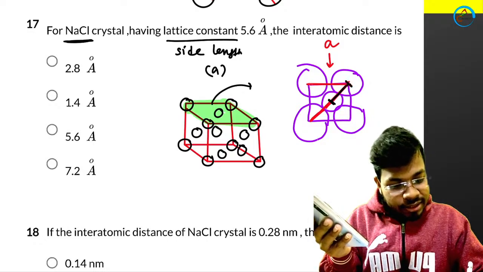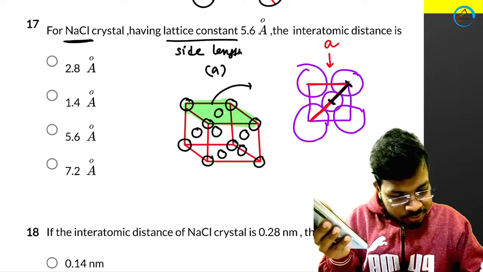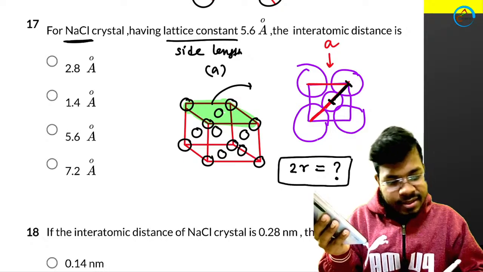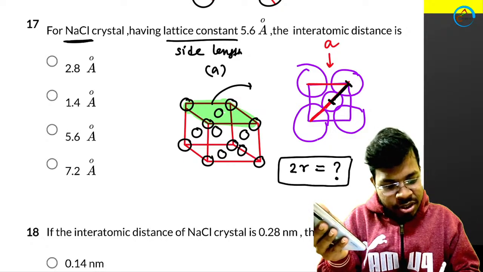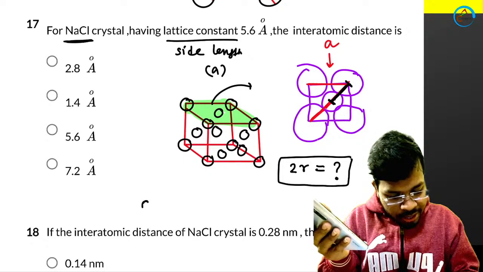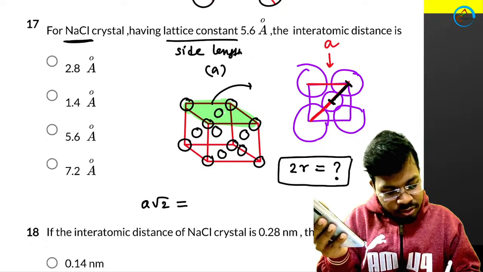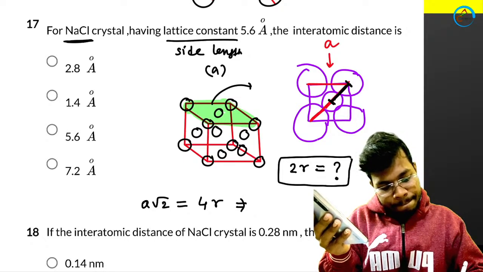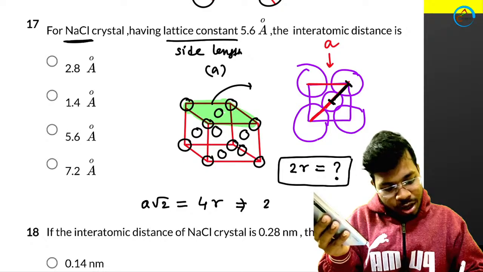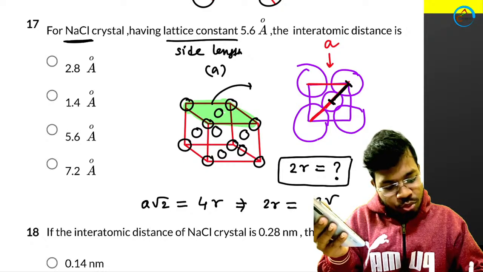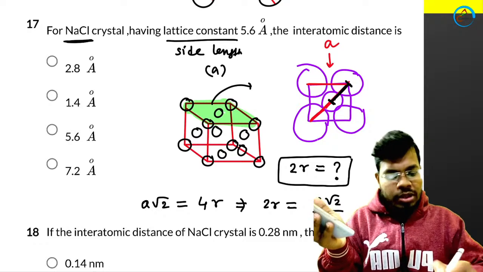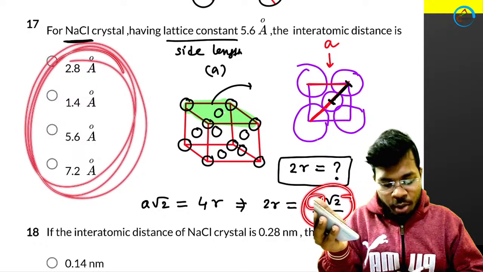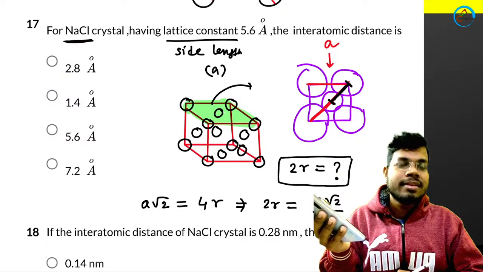Actually, you have to calculate this 2R. 2R equals what? This is called the interatomic distance. The relation is A root 2 equals 4R. So from here I have to calculate the 2R value. 2R will be A root 2 divided by 2. That is the expression. Put the value of A and you will get your answer. I think I gave you a wrong option over here.